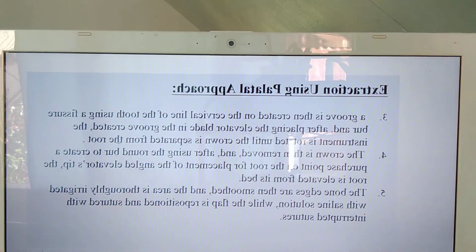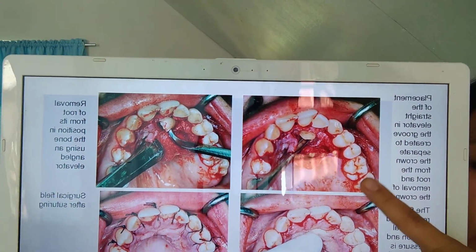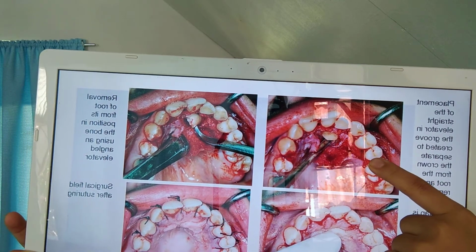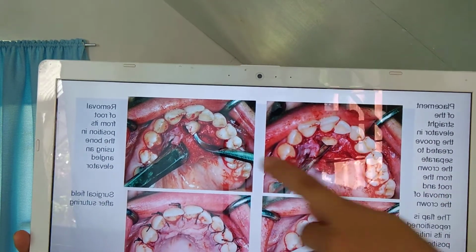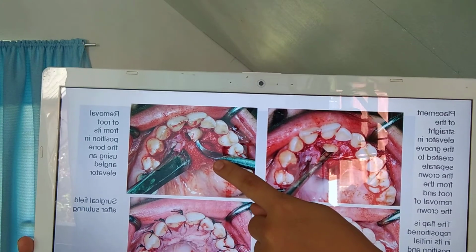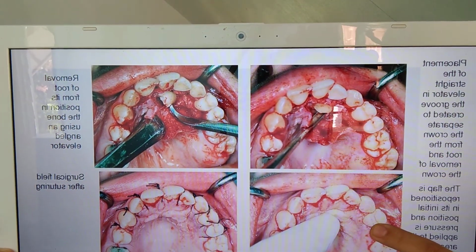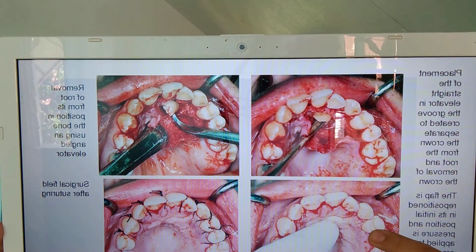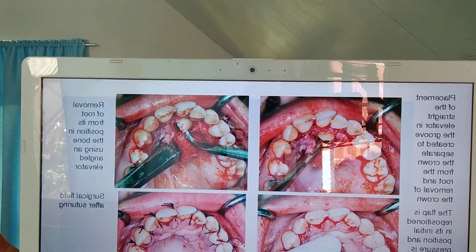The next step is the placement of a straight elevator in the groove created to separate the crown from the root, and removal of the crown. Second is the removal of the root from its position in the bone using an angled elevator. Then the flap is repositioned in its initial position and pressure is applied to the area with the index finger for a few seconds. And the very last step for all oral surgery is the suturing of the surgical field. And that is it for the procedure of the removal of the impacted canine.